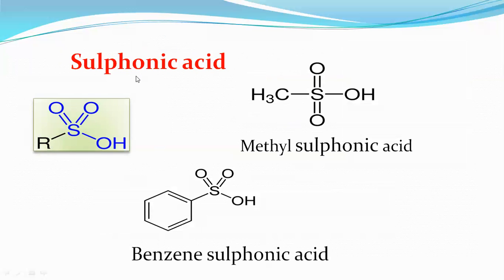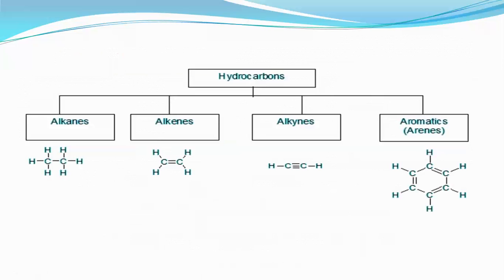For sulfonic acid, R SO3H, where SO3H is the functional group. This is the general formula for sulfonic acid. If R is equal to CH3, we get methyl sulfonic acid, and ethyl sulfonic acid for C2H5. Like that, if you change your alkyl group, you get the corresponding alkyl sulfonic acid. For aromatic sulfonic acid, R is equal to C6H5, therefore its name is benzene sulfonic acid, C6H5SO3H.